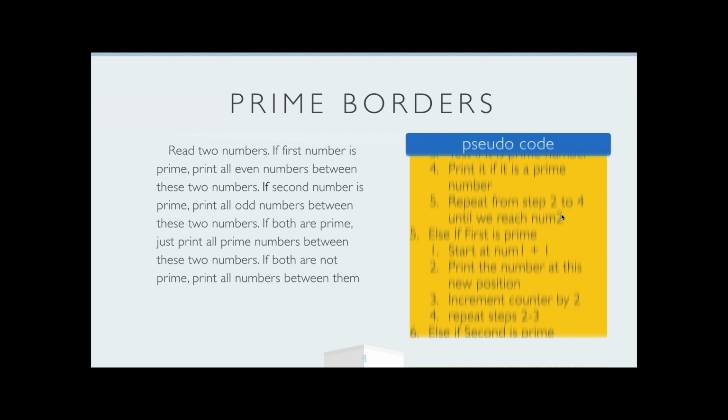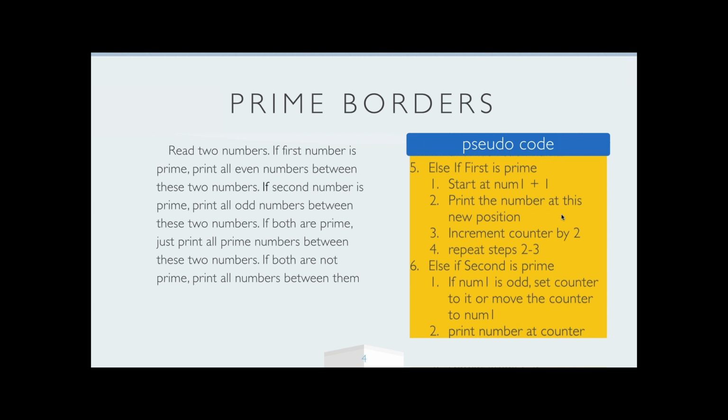You will first ask, what are the two numbers? You take the two numbers and test if the first number is prime or not, and then test if the second number is prime or not. Based on that condition, you will execute the subsequent things. So if both are prime, you print number one, because you have to print number one and number two also, and then go to the next number and test if that is a prime number, and so on and so forth. You go until you reach number two. That is one condition.